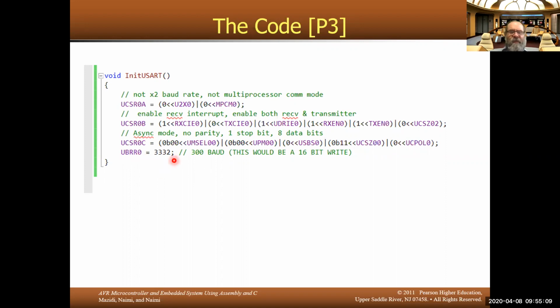Okay, in the code, despite the fact I said 9600 earlier, that is for 300 baud. I should change that to 103, but let's leave it at 300 baud for the moment.